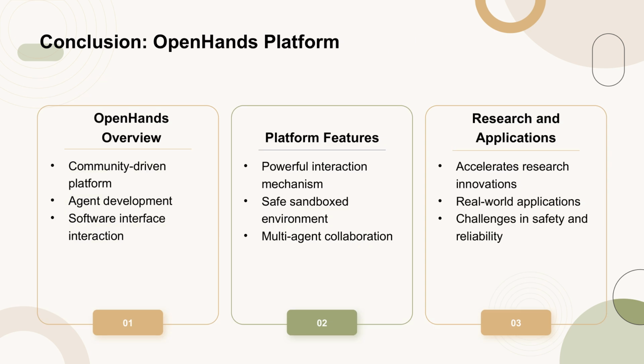In this conclusion, the authors introduce OpenHands, a community-driven platform designed for the development of agents that interact with the world through software interfaces. The platform offers several key features, including a powerful interaction mechanism, a safe sandboxed environment, and capabilities for multi-agent collaboration. These features are intended to accelerate both research innovations and real-world applications of agentic AI systems. Despite facing challenges in ensuring the safety and reliability of these agents, the authors express enthusiasm for the platform's vibrant community and its potential for continued evolution.